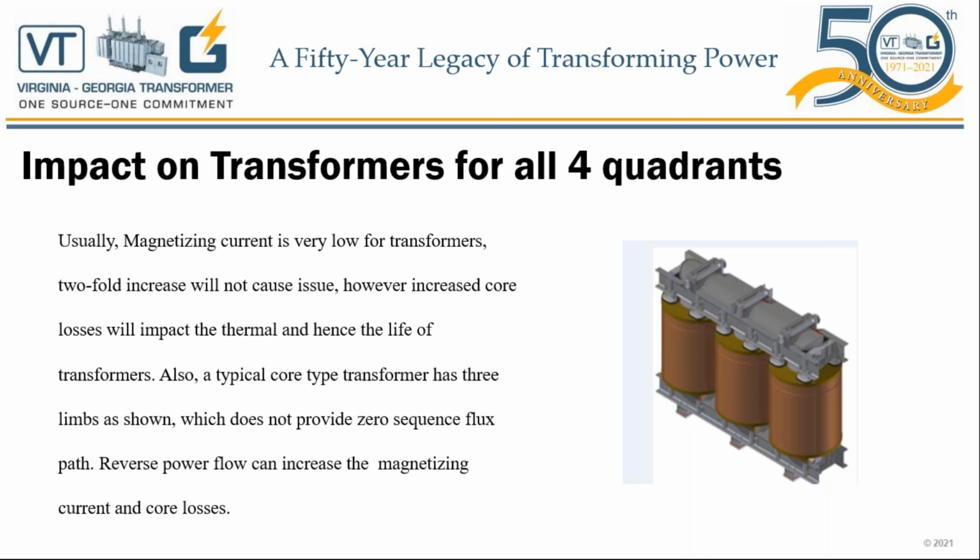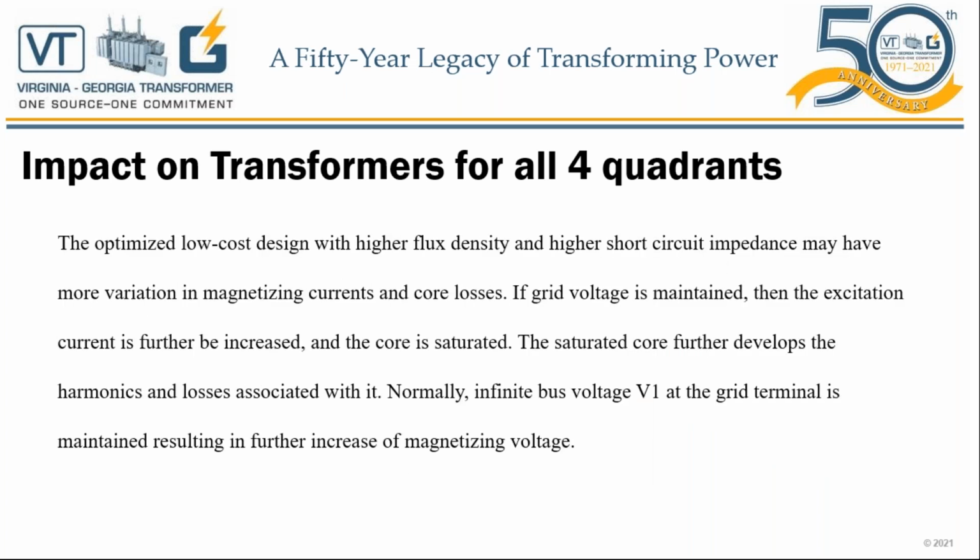So when we look at a typical core form type transformer having 3 limbs, as we show here in the side picture, this 3-limb structure doesn't really provide a zero sequence flux path. So the reverse power flow can increase the magnetizing current and the core losses.